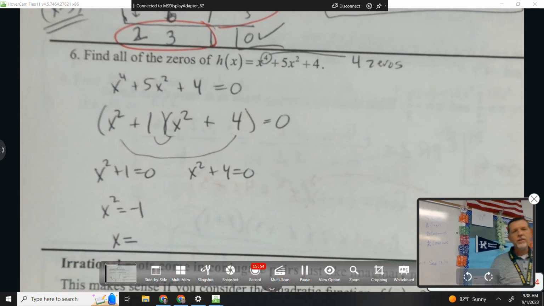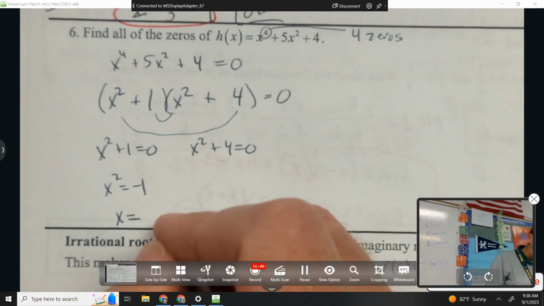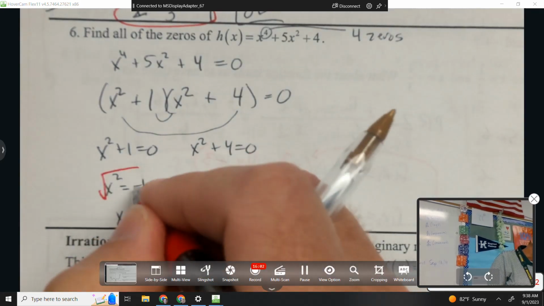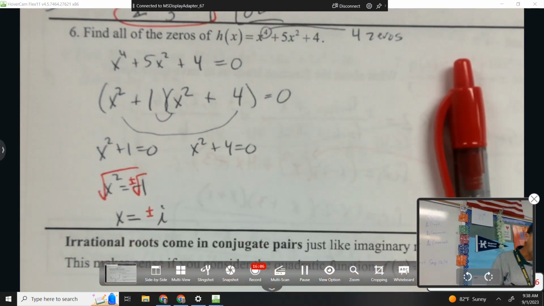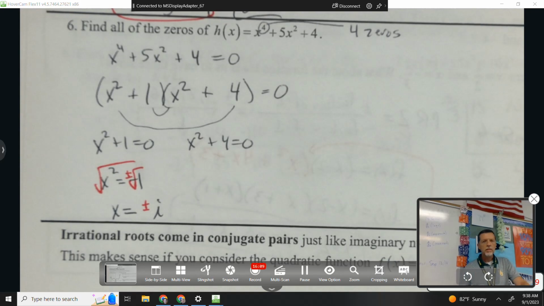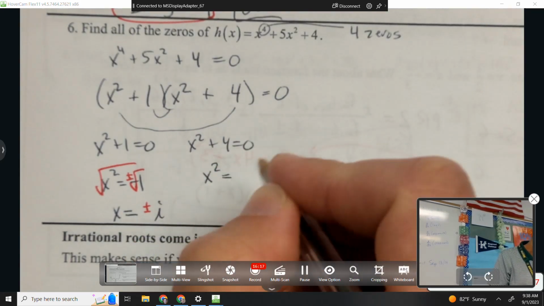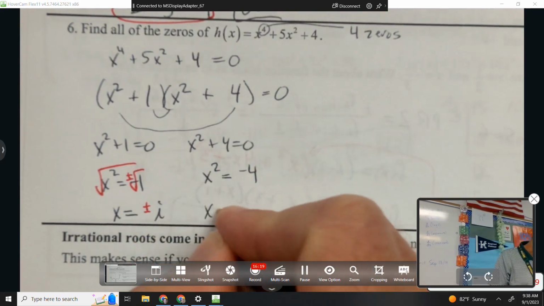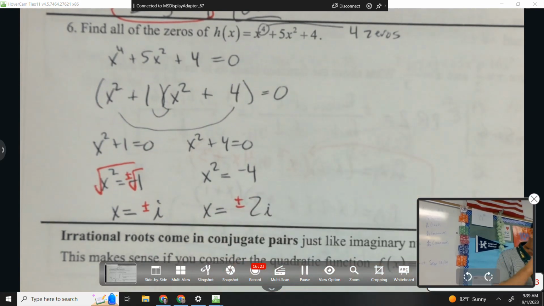Uh-oh, what's about to happen here? So when I square root both sides, when I square root a negative, I'm going to get an i. When I square root both sides, I got a plus or minus. So plus or minus i. Sometimes people will forget the plus or minus. Other people will forget the i, but have the plus or minus. Be careful. x squared equals negative 4, so x equals plus or minus 2i.